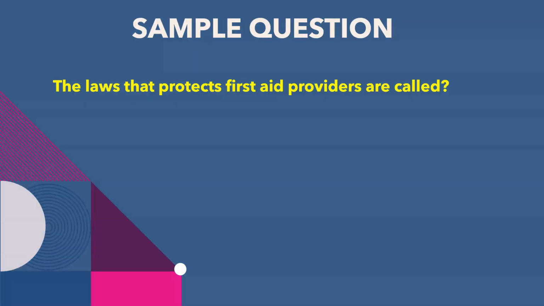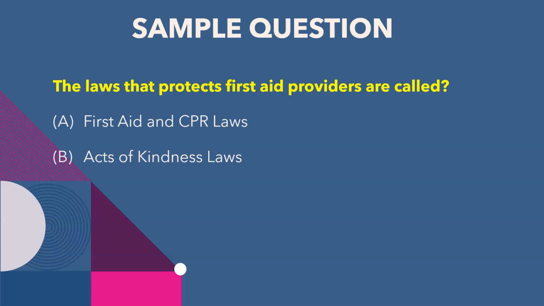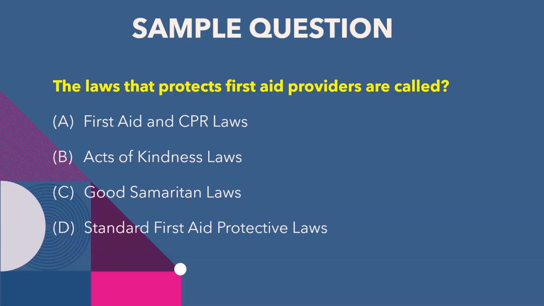Sample question. So let's see the sample question. The laws that protect first aid providers are called: A. First aid and CPR laws. B. Acts of kindness laws. C. Good Samaritan laws. D. Standard first aid protective laws. So the answer is C. The correct answer is C. Good Samaritan laws.